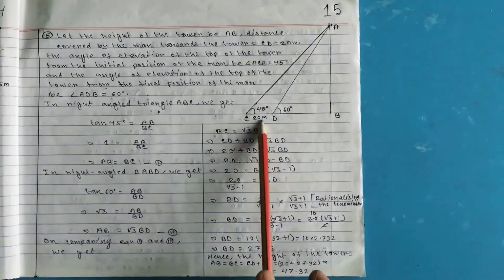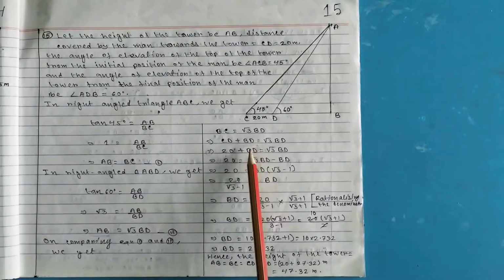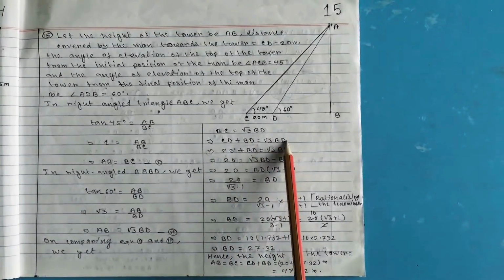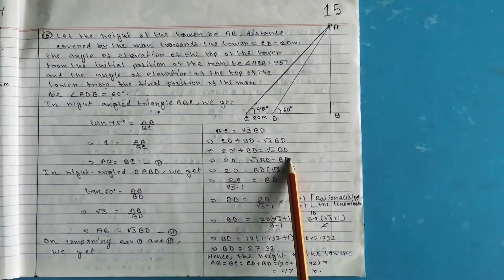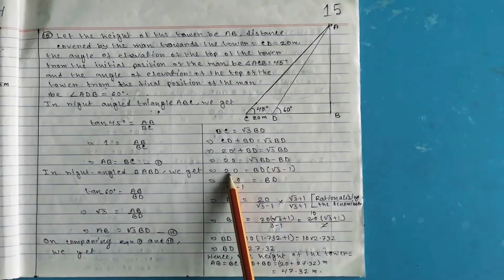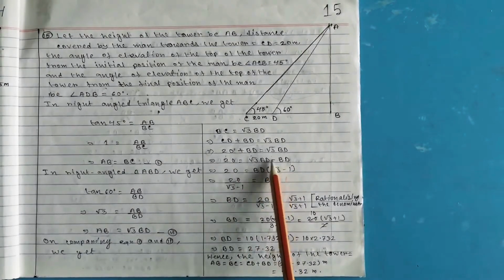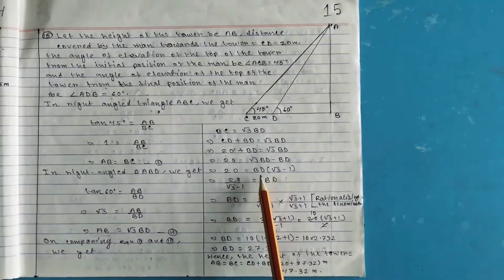Now CD is given 20 meter, so we have written CD equals 20, and BD as it is, and root 3 BD. Now take BD to the right hand side, so here it is plus, so on the right hand side it will be minus. So 20 equals, take BD common, so BD times root 3 minus 1. Now BD equals what?